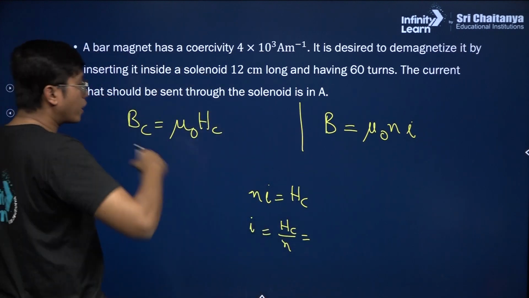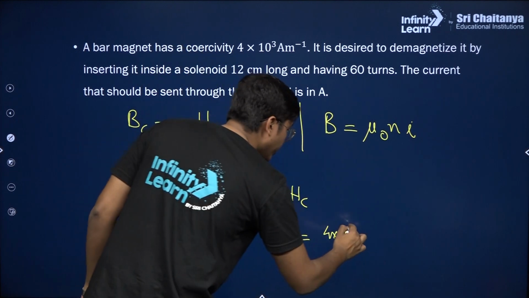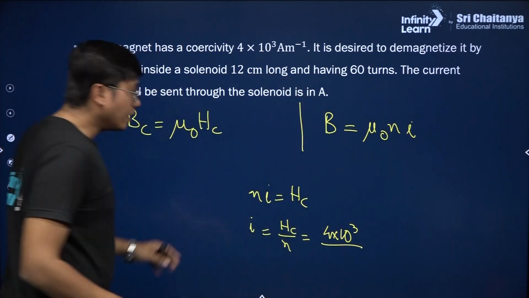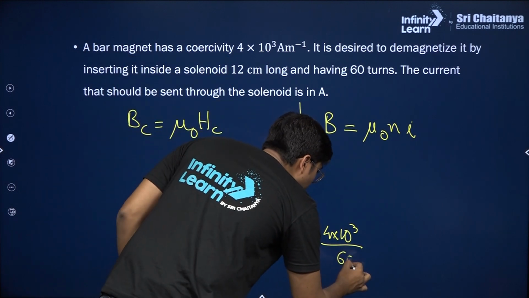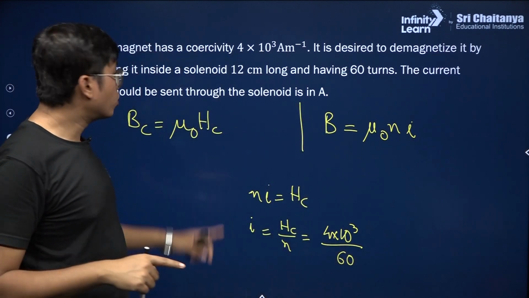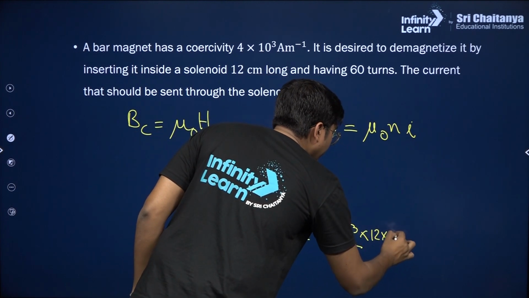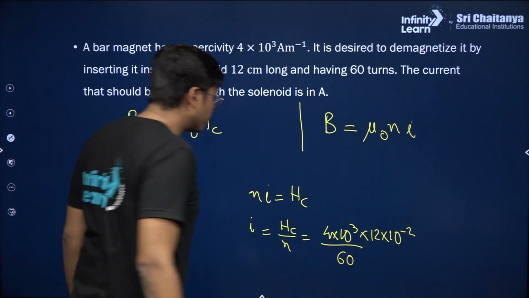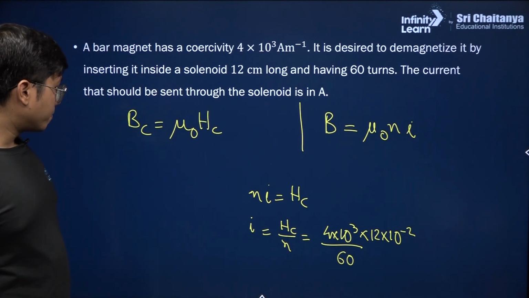Hc is 4 into 10 to the power 3, 10 to the power 3 divided by this n, the number of turns per unit length, which is the number of turns divided by the total length. Total length is 12 centimeter, that is 12 into 10 to the power minus 2. From here on out, we have to calculate to get this I.